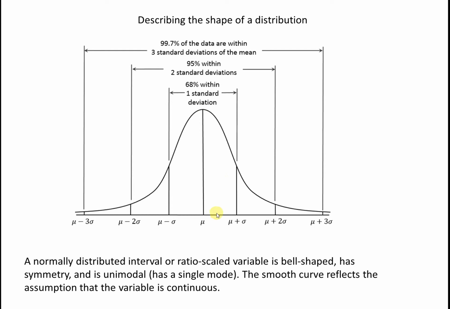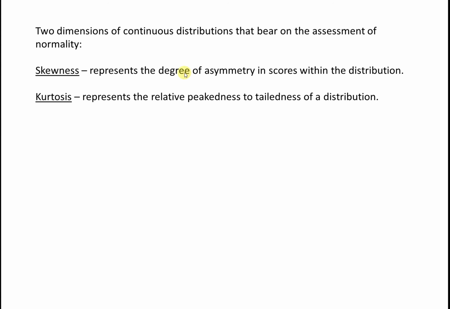What you see is the greatest proportion of scores would fall in that area right here, and you'll see a trailing off in terms of more extreme scores in the distribution, more extreme lower scores and more extreme higher scores. So a normal distribution is shaped along these lines right here. Now there are two ways that you could describe whether or not the distribution appears normal. There are two dimensions that we refer to: skewness and kurtosis. Skewness represents the degree of asymmetry in scores within a distribution. Kurtosis represents the relative peakiness or tailedness of a distribution.